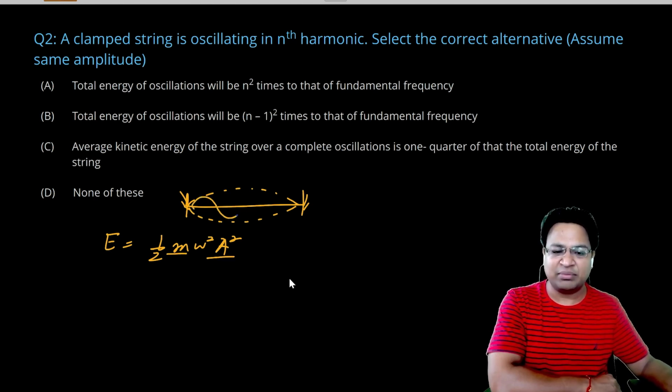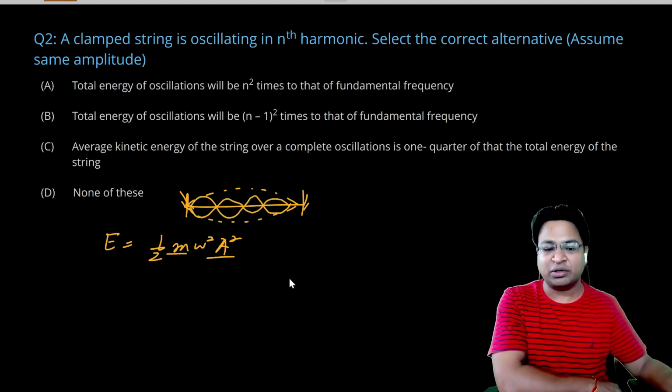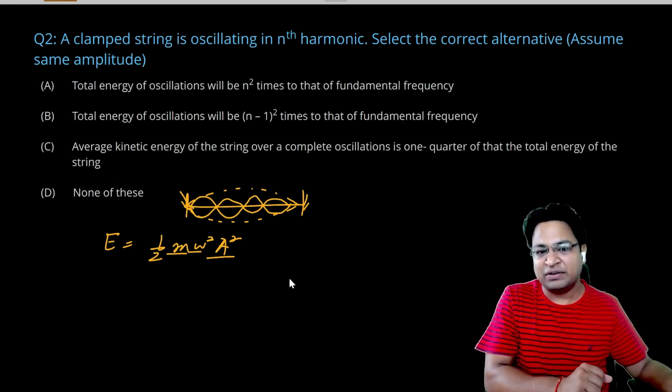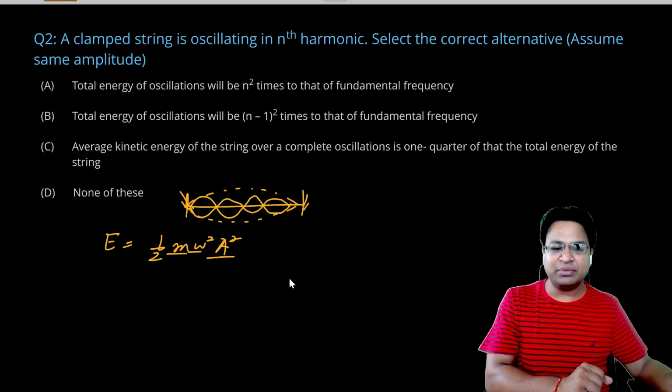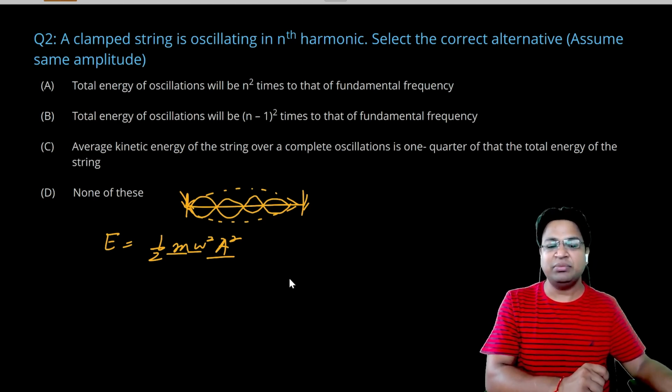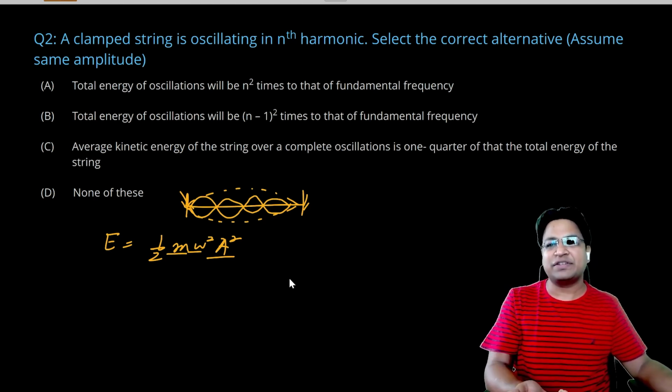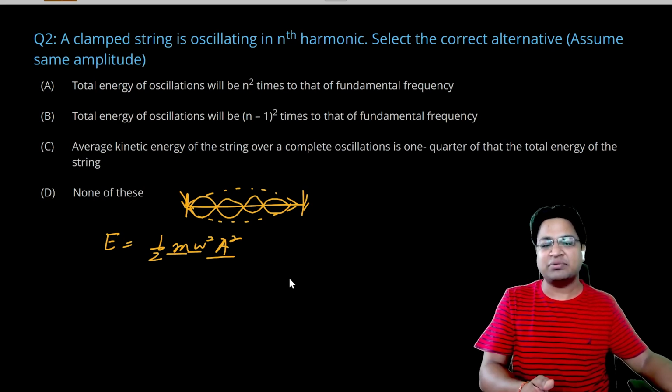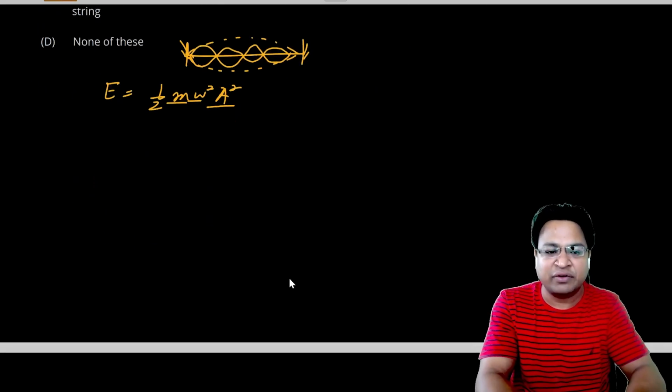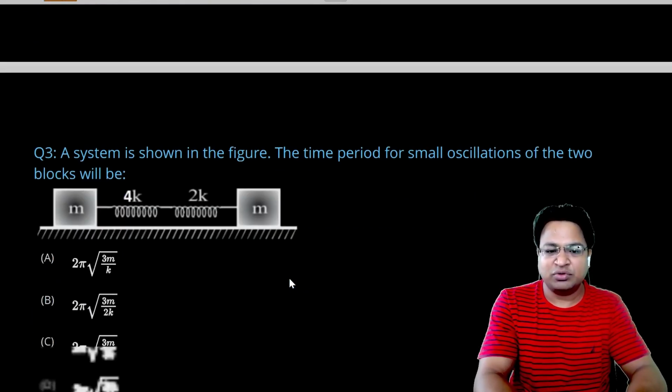If we increase the number of loops, let's say the figure that I've drawn right now depicts the fourth harmonic, then in this case omega will become 4 times the initial value. All right, m will remain the same, a will remain the same. The question says that a is the same. So if omega has become n times its initial value, then the energy will become n square times the value for the fundamental frequency. So option A would be right here. Okay, so for question number 2, option A would be right.